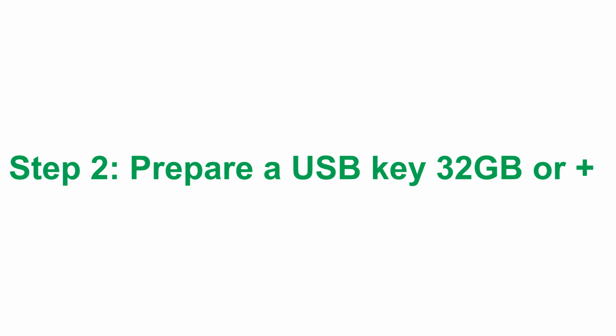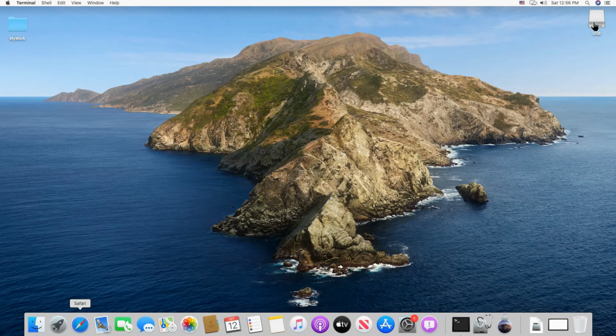Now we arrive at step 2, which is preparing a USB key 32 GB or more. Make sure you use a USB key that doesn't have information you need, because it will be completely wiped. So insert the USB key in your Mac computer. It will appear on the upper right corner as you see. Now we need to erase it.